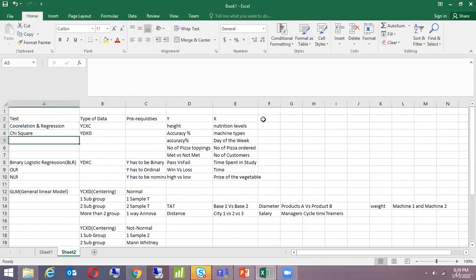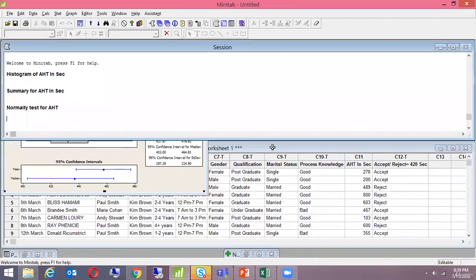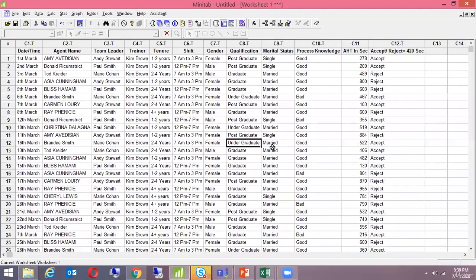I'll just open Minitab and start with the first test, which is correlation. Correlation basically talks about when my Y is continuous and my X is also continuous. In this data I don't have both, so I'll just add both quickly.